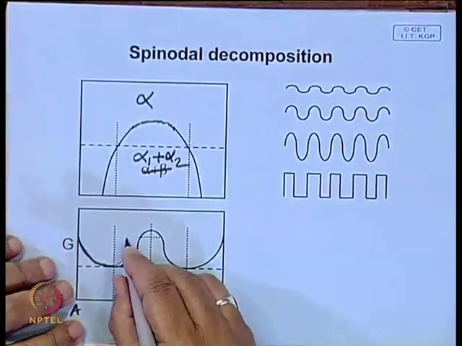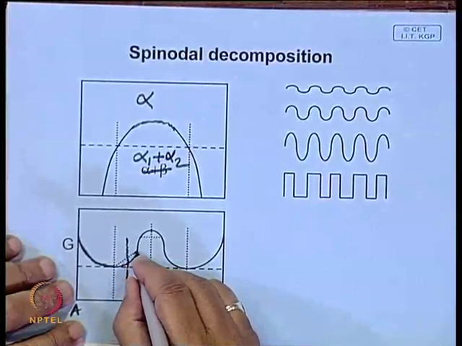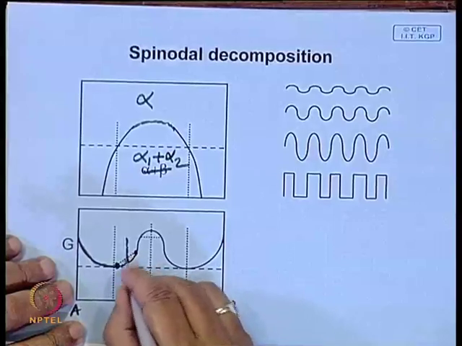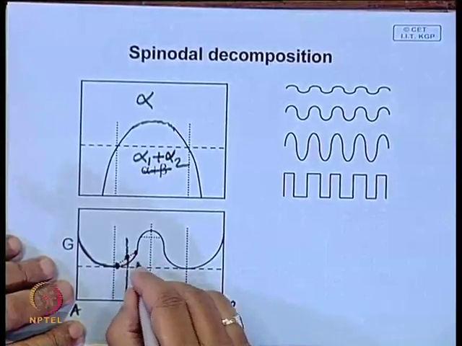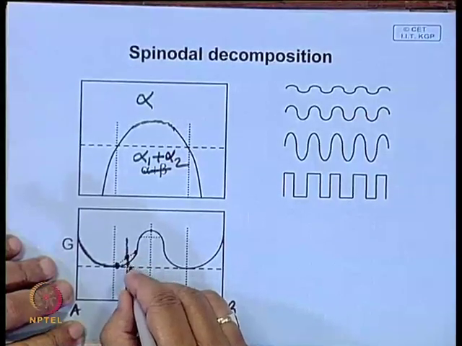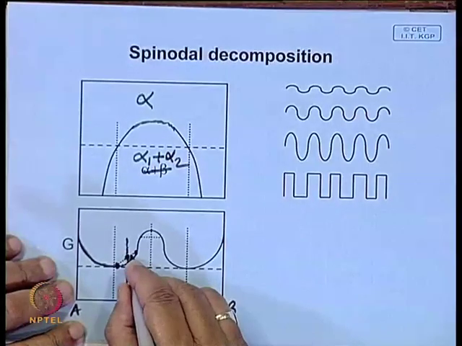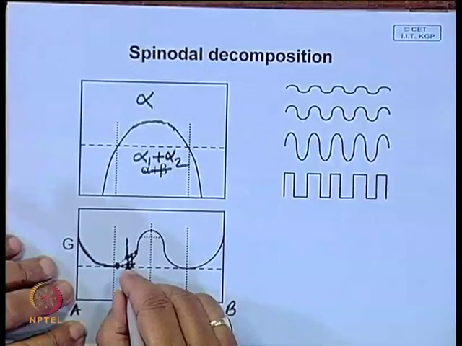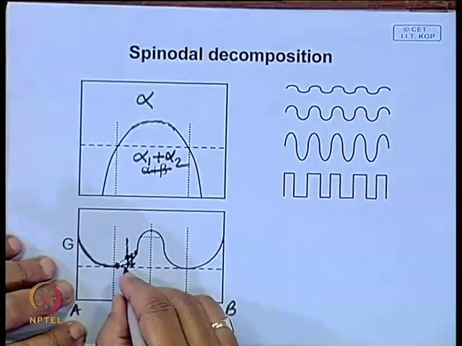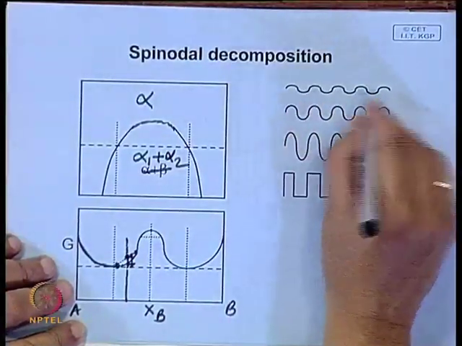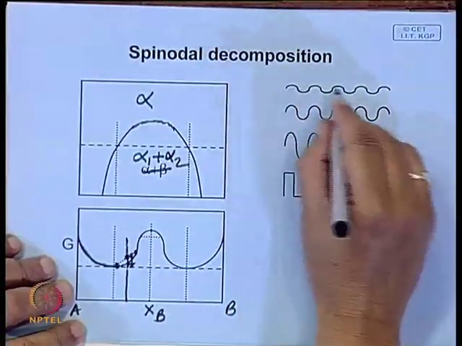So, say suppose this is a small change in composition, then the mixture will have this free energy, whereas the solid solution has this free energy. So, the solid solution has lower free energy, more stable. So, here this type of fluctuation will die, it cannot grow.